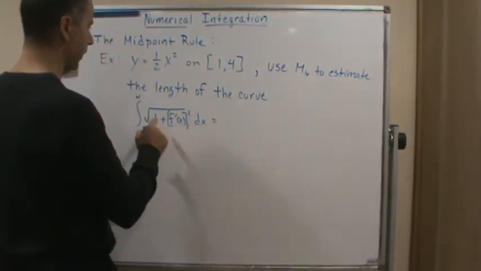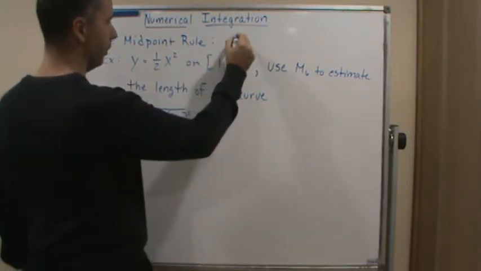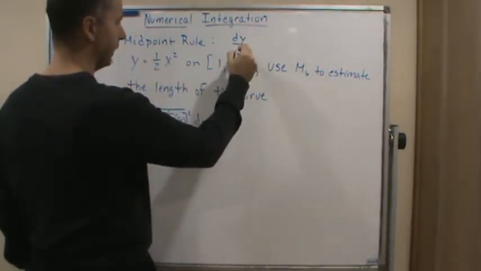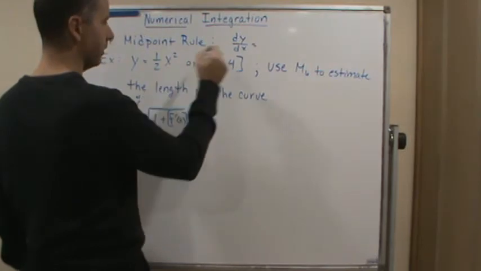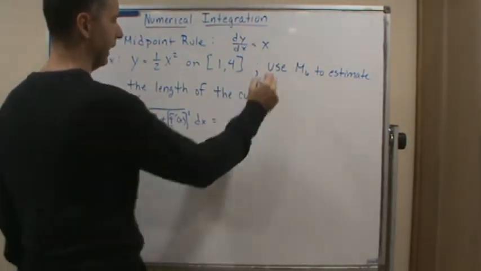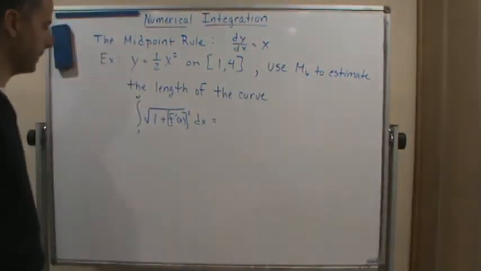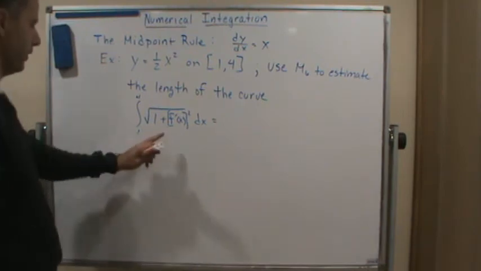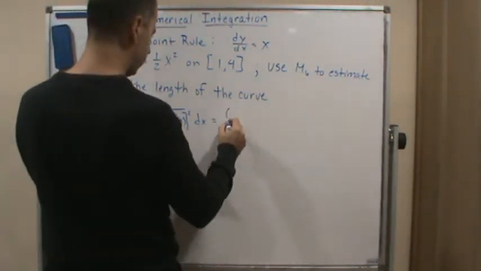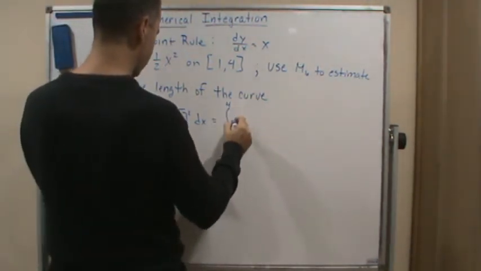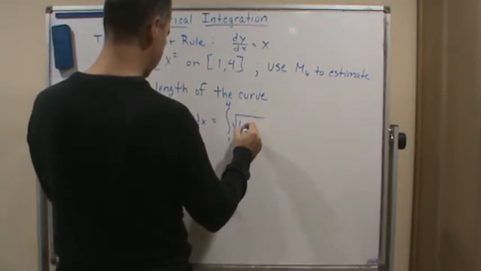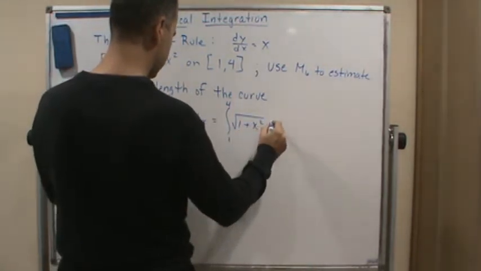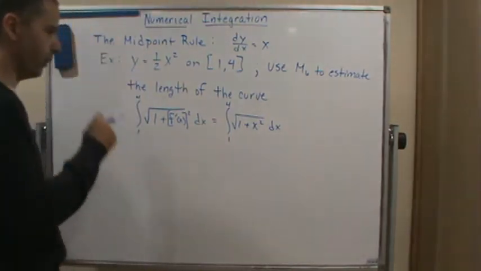Okay, so now also note that the derivative dy dx is x. Okay? So this is going to give us the integral from 1 to 4 of the square root of 1 plus x squared dx. Okay, so that's what we want to estimate.